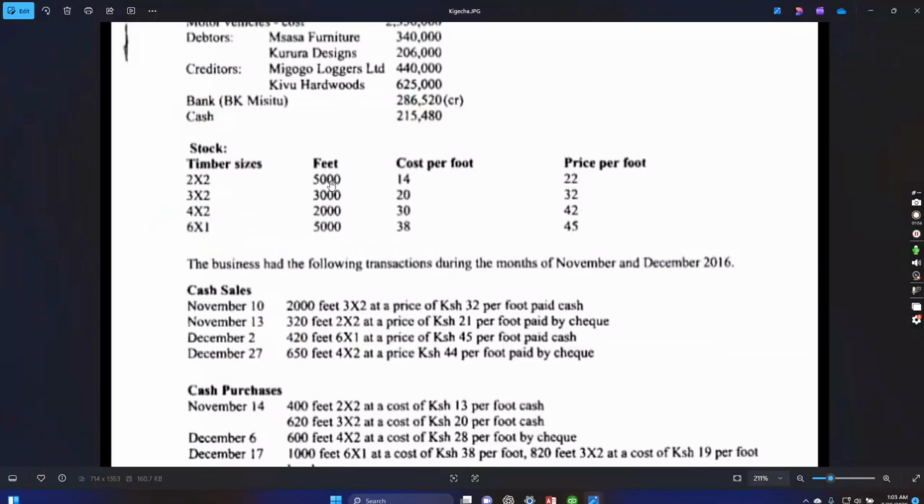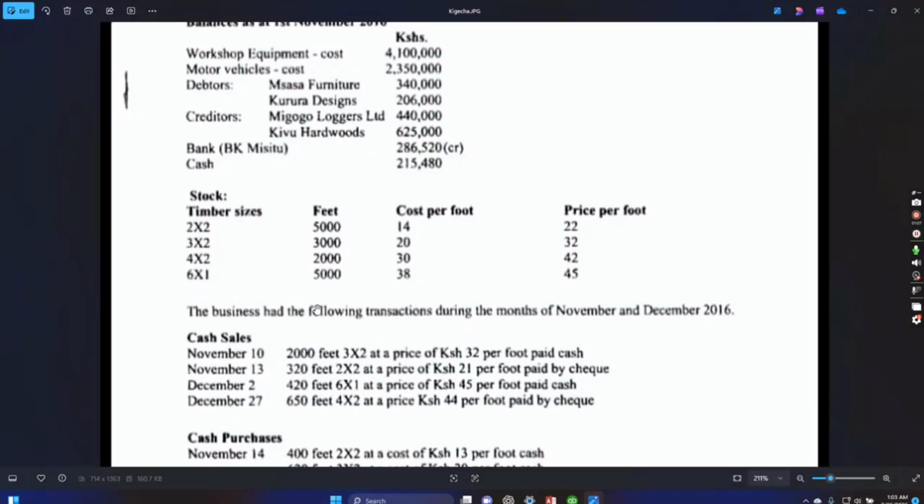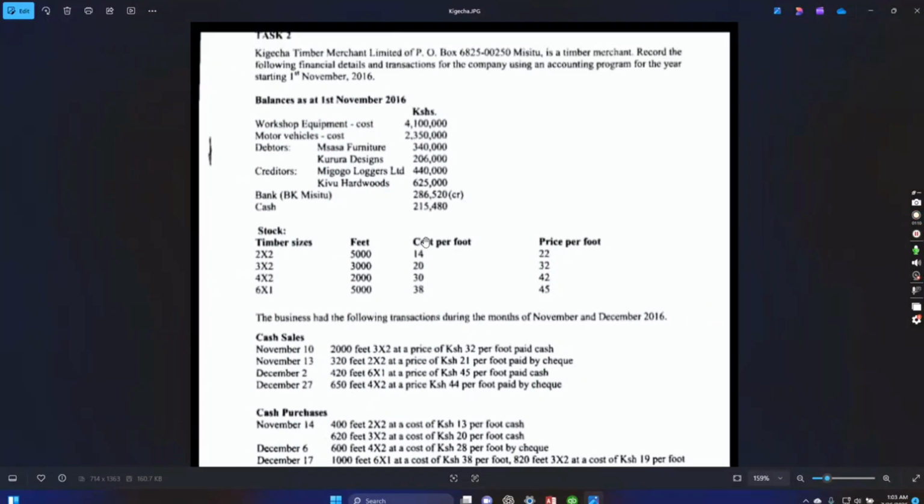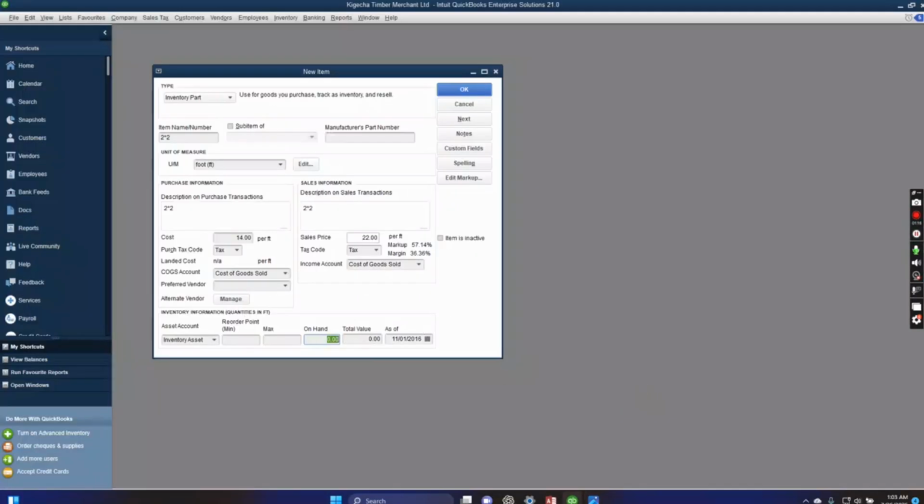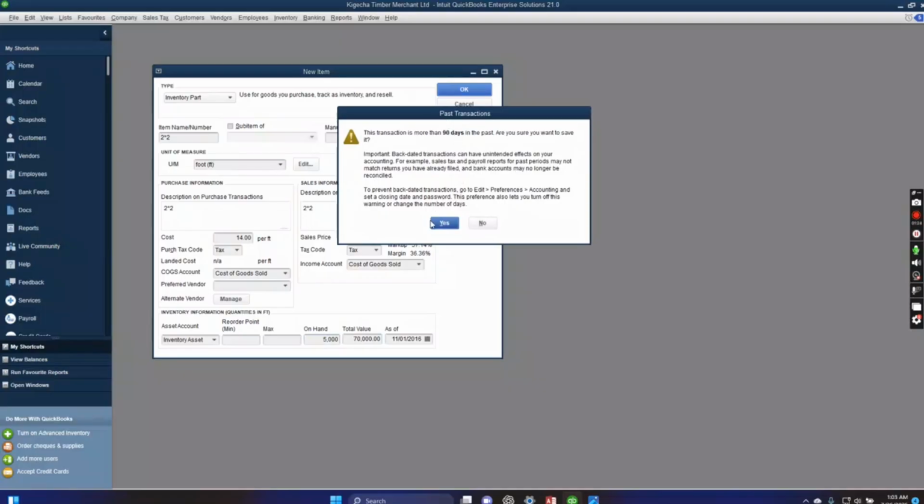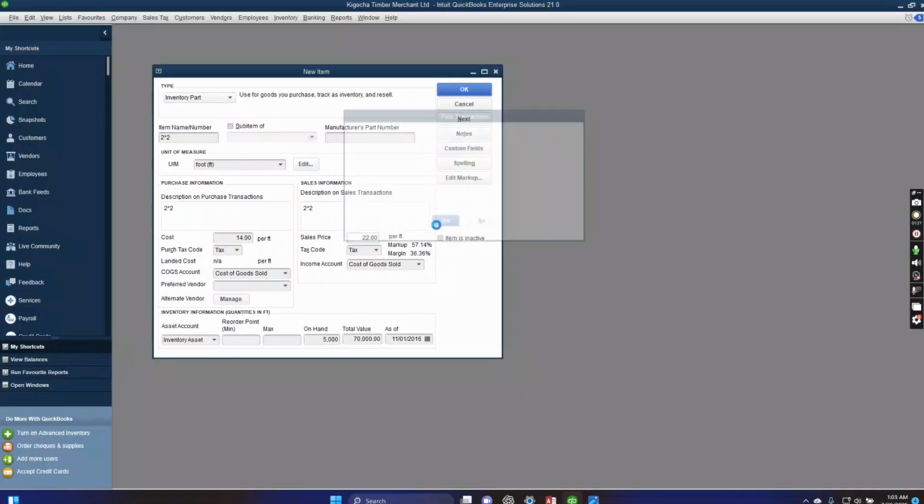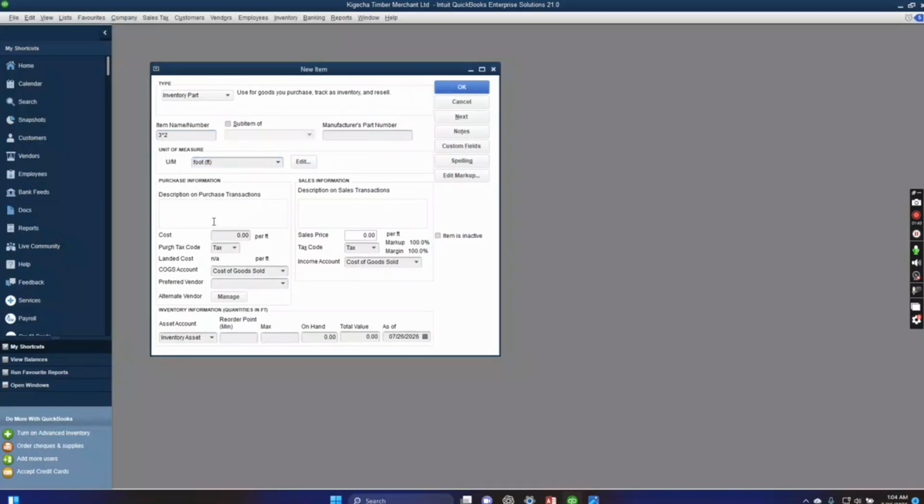This is what we are going to feed on and these ones. You can say it's 5,000. You can go to next. Then you have another one that is 3 by 2. Unit of measure, it's foot. That is 3 by 2.